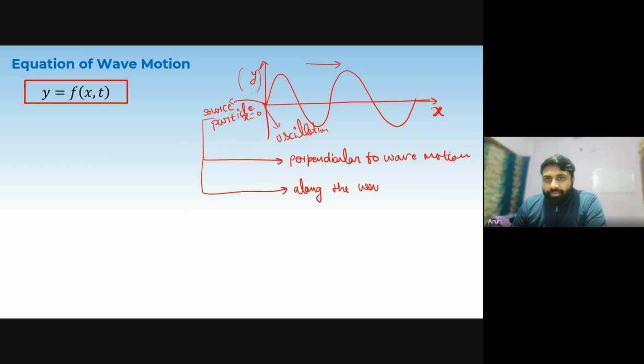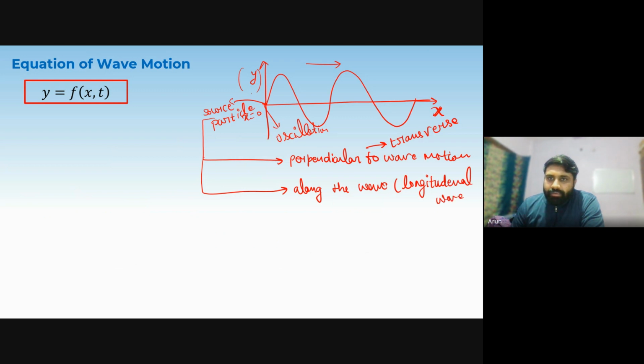So the wave in which the source particle oscillates perpendicular to the wave motion is termed a transverse wave. We have studied it. And the wave in which the particle oscillates along the wave, like the wave motion is in this direction, so the particle is also oscillating in the same direction in which the disturbance is traveling, that wave is termed the longitudinal wave.